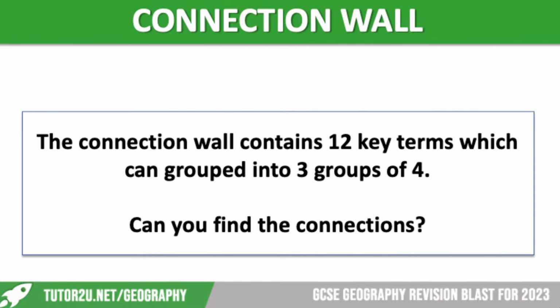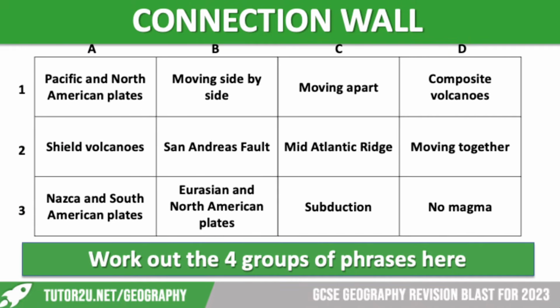Right, we're moving on to a connection wall. So the connection wall has got 12 key terms. They can be grouped into 3 groups of 4. What we'd like you to do is to find the connection. So we'll leave it up for a moment on the screen as it is. If you need more time, you need to pause the video.